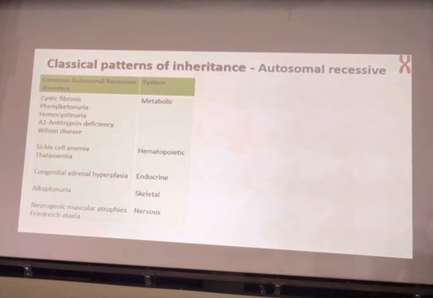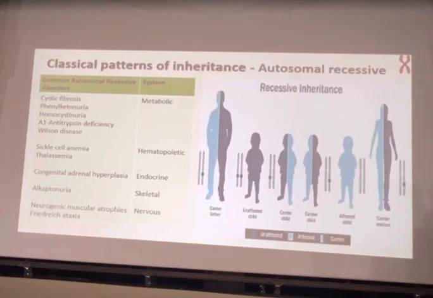Some diseases are inherited in recessive form. For example, cystic fibrosis, phenylketonuria, alkaptonuria, and sickle cell anemia and thalassemia. Those to be familiar with particularly. Again, here is an example.